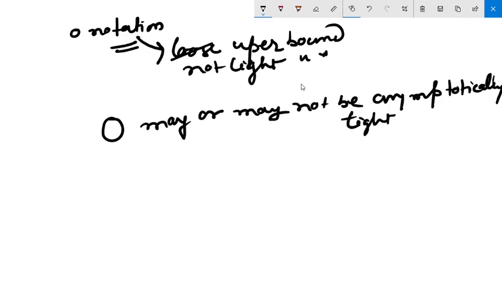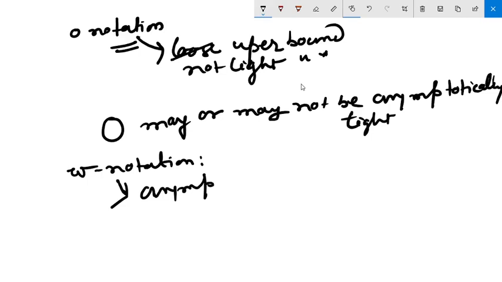This is called small o notation, and there is another notation which is called small omega notation. Small omega, it's like small w. What is small omega notation? Small omega notation is to omega notation what small o is to O notation. That means it is not asymptotically tight. This is also not asymptotically tight. Not tight. Small omega.